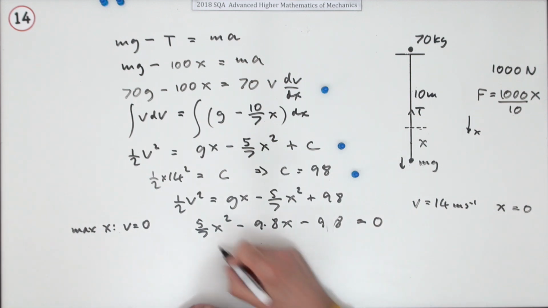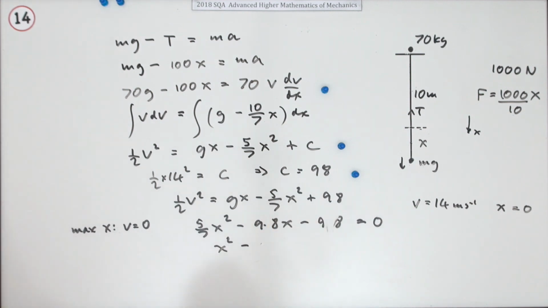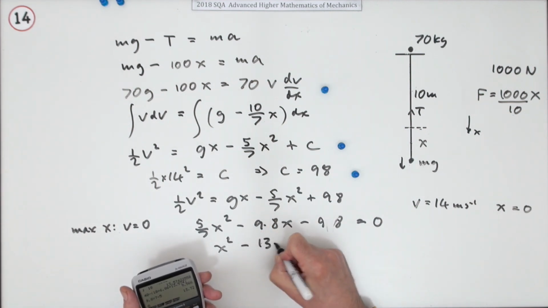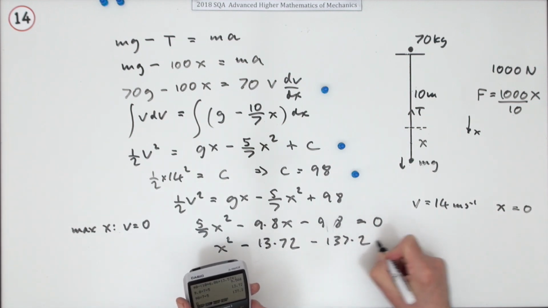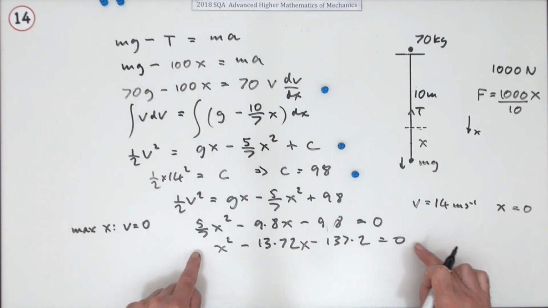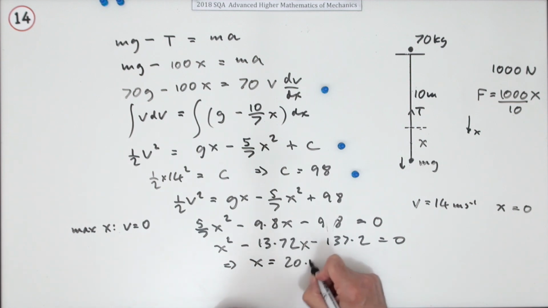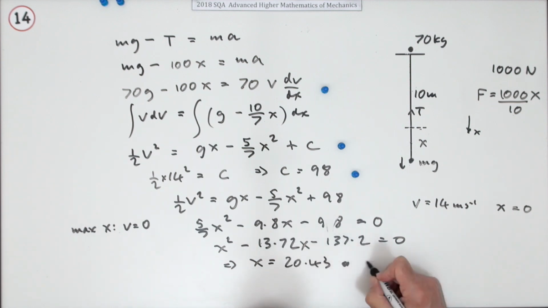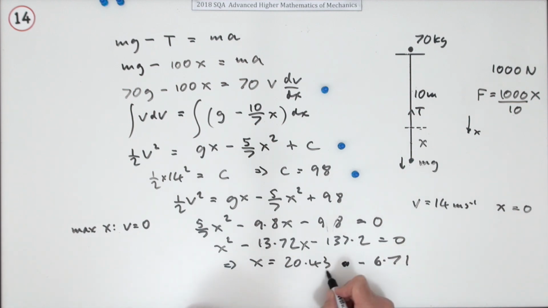I'm just going to rewrite that again, just by taking that across. So that's 13.72, and that's times 10, 137.2, and that was an x. And you should recognise that as exactly the same equation that you had the first time. So it's no surprise when you put it in, I'm just going to short circuit it. You get exactly the same answers, which is 20.43 or negative 6.71, which means it has to be this one.